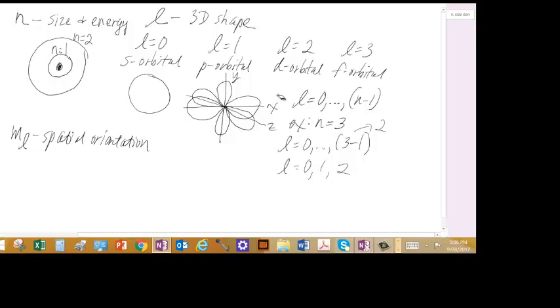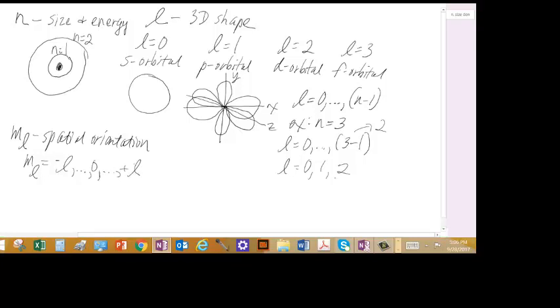Going back. So determining the values for the m sub L quantum numbers, you use this basic equation. They can range anywhere from -L, including 0, and going all the way up to a positive L.